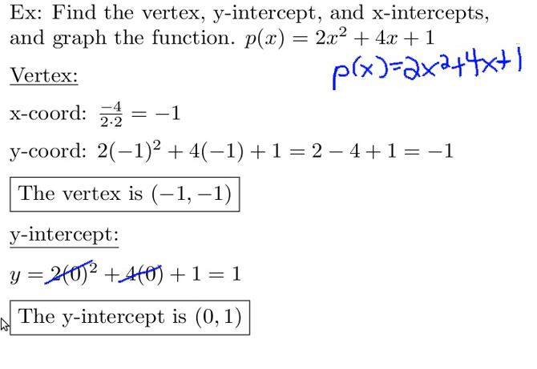Oh, and also a period. Didn't put a period up here either. Doesn't really matter if you put a period. It's just grammatically correct to put a period. Okay, so the vertex is -1, -1, and the y-intercept is 0, 1.